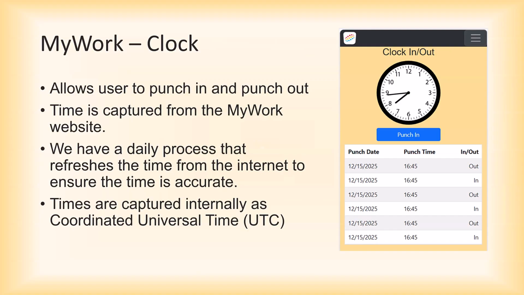The time itself is captured from the MyWork website. Just so you're aware, we do a daily process on the website to refresh the time from the internet to ensure the time is accurate. All the times that are captured for the clock in, clock out are in coordinated universal time, or UTC is the abbreviation you'll see for many things. So it will get converted when you see it on your screen to your local time zone. This is one reason why we grab the time zone when you log in, so we can show the proper time on your screen for when you clocked in and when you clocked out.